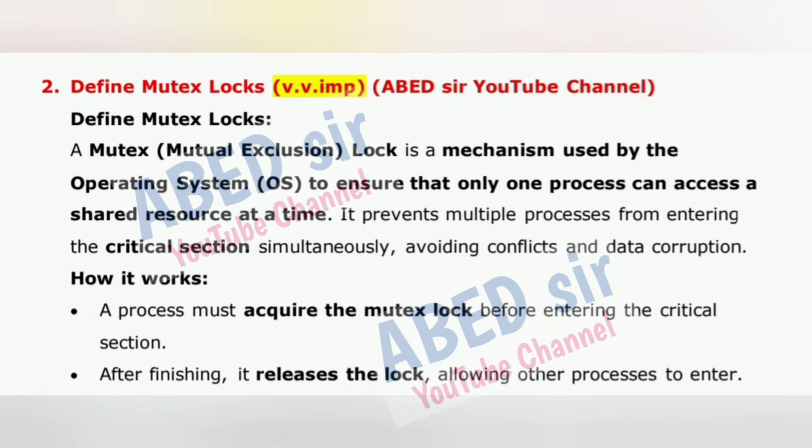Define Mutex locks. A Mutex, mutual exclusion, lock is a mechanism used by the operating system, OS, to ensure that only one process can access a shared resource at a time. It prevents multiple processes from entering the critical section simultaneously, avoiding conflicts and data corruption. How it works: a process must acquire the Mutex lock before entering the critical section. After finishing, it releases the lock, allowing other processes to enter.